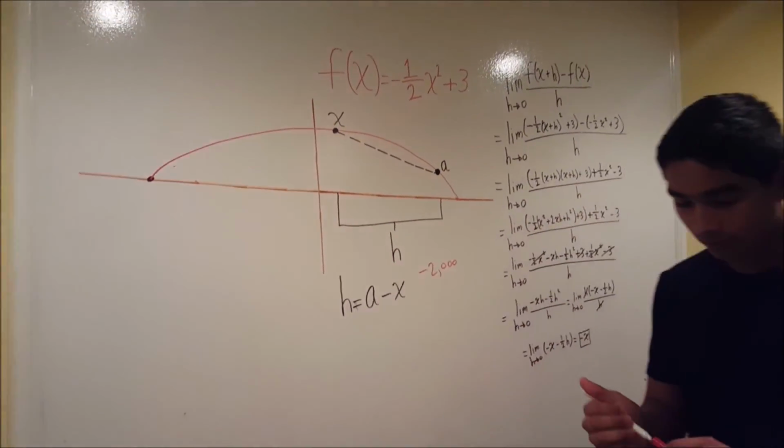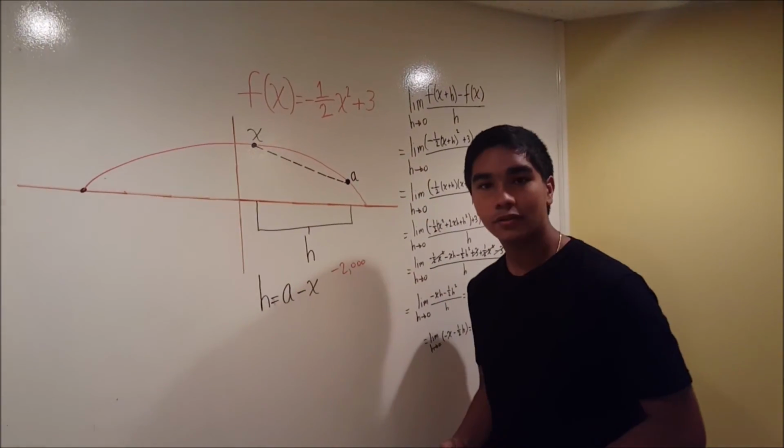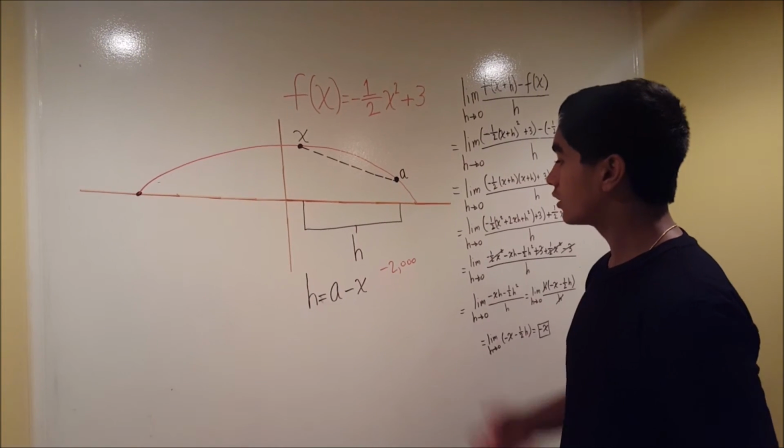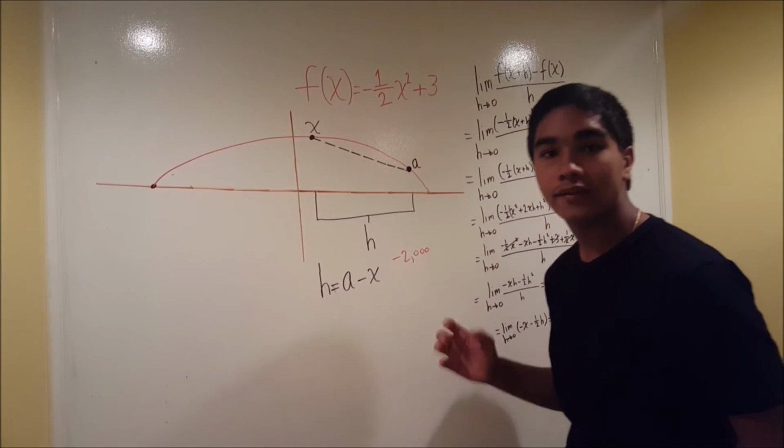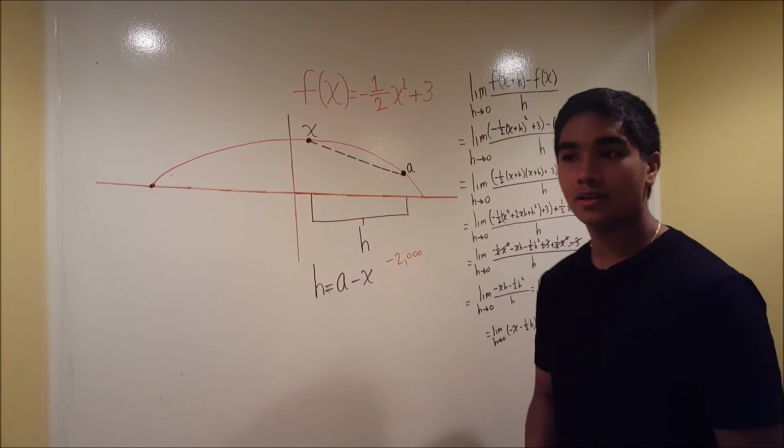Now what does all this mean? Well, that just means that the slope of the tangent line at point A is negative 2,000, which means that the instantaneous velocity is negative 2,000 at that point, which seems sufficient enough to blow up the entire base. Blow it up.